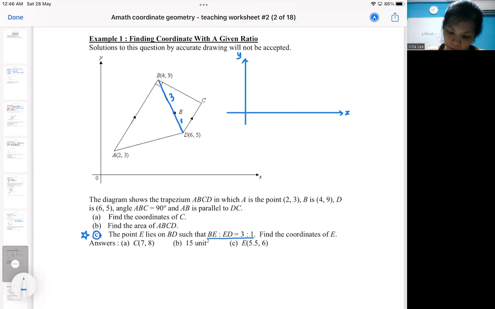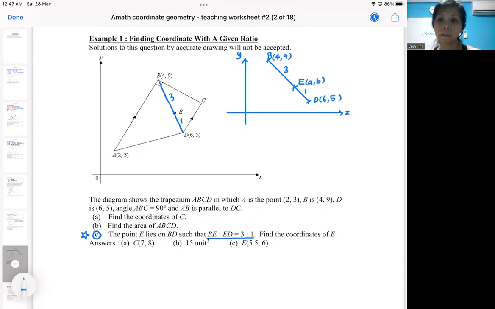So I'm going to draw it on a separate axis. So your focus will be on that line that has that ratio. So it's not very to scale. So the usual situation will be you let the coordinates be some algebra. So the ratio is 3:1.